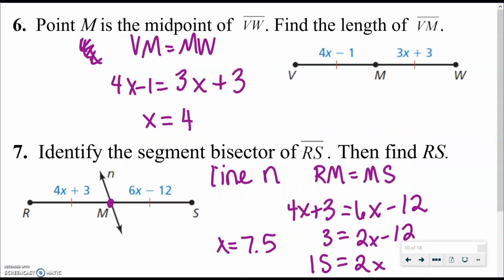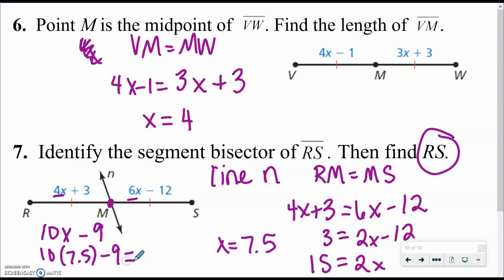And then it asks us for the length of RS, which is the entire length. I can plug it in and figure out half, or I can do one at a time. What I'm going to do is just look at them together. So it's 10x minus 9 if we add these two together: 4x plus 6x is 10x, and 3 minus 12 is negative 9. If I plug in 7.5 for my x, I get 75 minus 9, so I know that it's 66, and that's the length of RS.